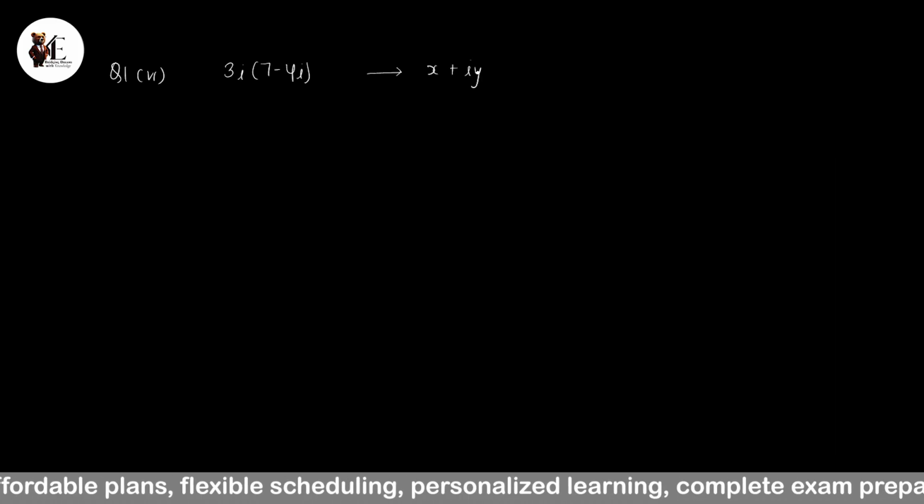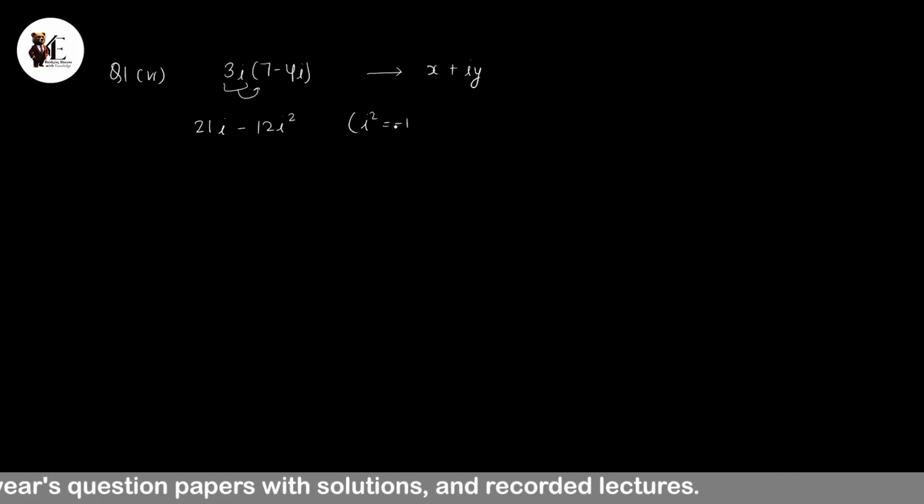3i times the bracket 7 minus 4i, and we have to write this in the form of x plus iy. So firstly, we will multiply this 3i inside the bracket. So it will be 21i and 3 into 4, that is 12i square. So we know that i square is equal to -1. So I'm replacing i square by -1.